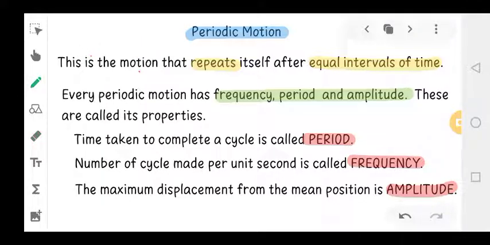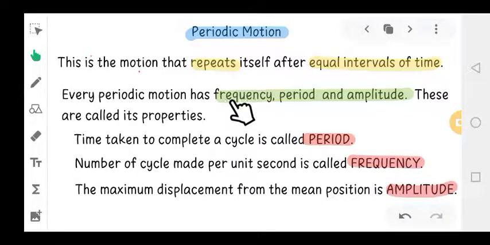Now, every periodic motion has 3 basic properties that we must know about it: the frequency, the period, and the amplitude. Every periodic motion must have a frequency, a period, and an amplitude.